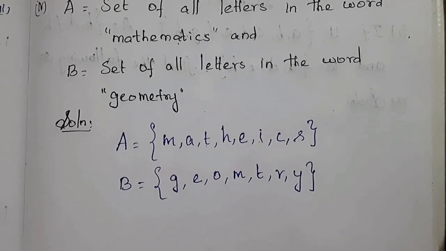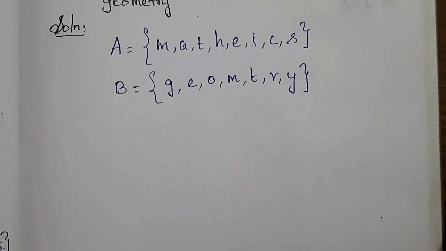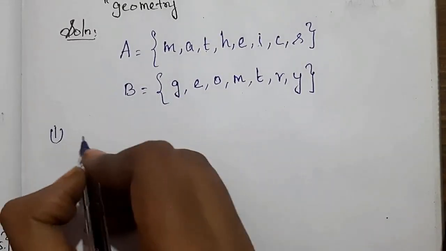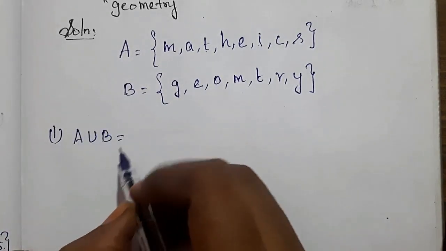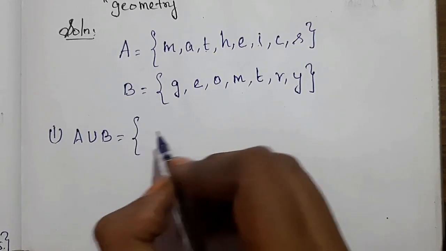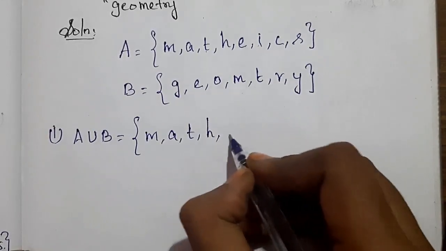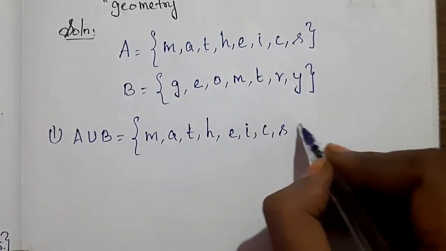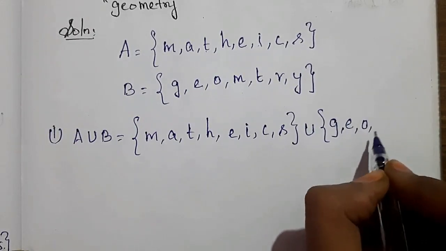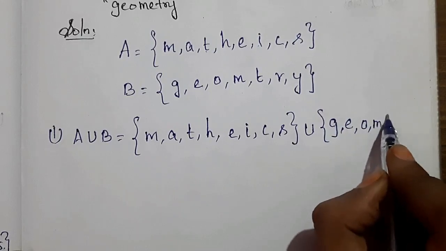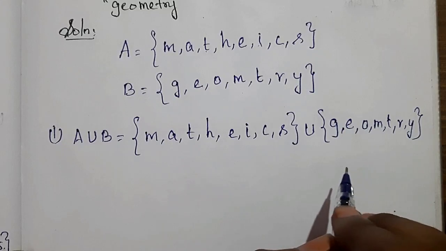So using the sets we can find one by one. First we can find A union B. You know the meaning of A union B? A union B means you have to collect all the elements from both sets. So A set, we can write first: M, A, T, H, E, I, C, S. Then union, then B set: G, E, O, M, T, R, Y. It is the B set.